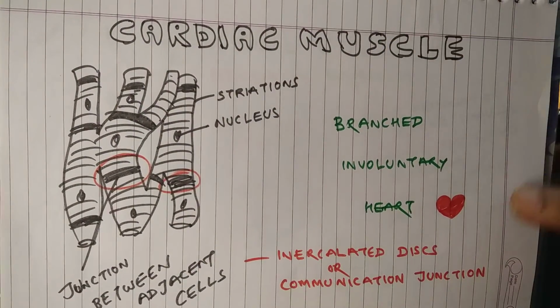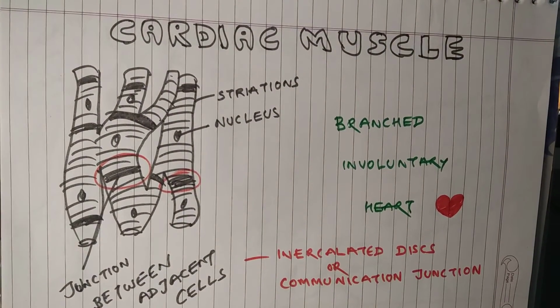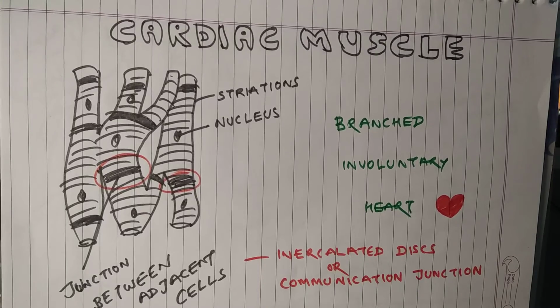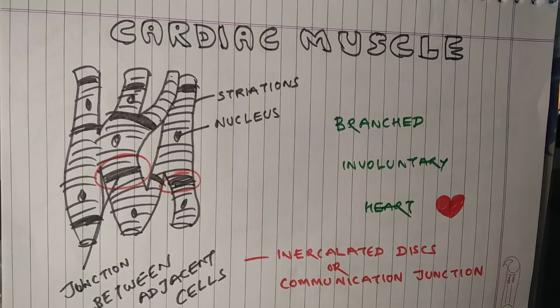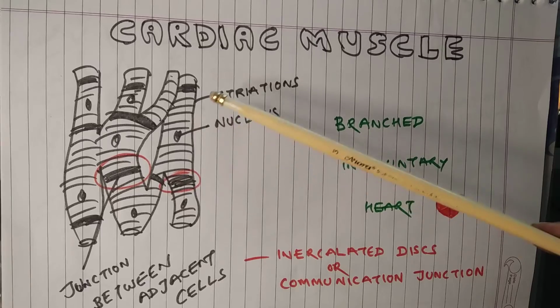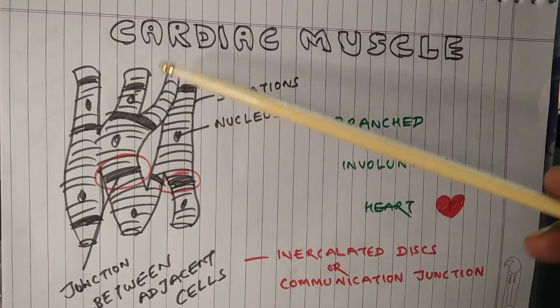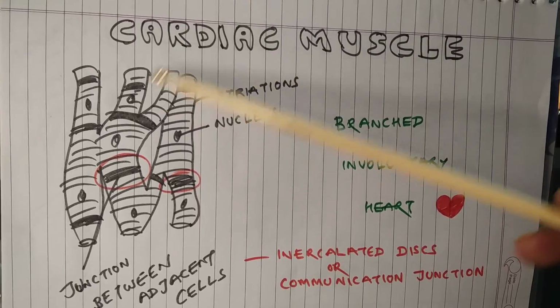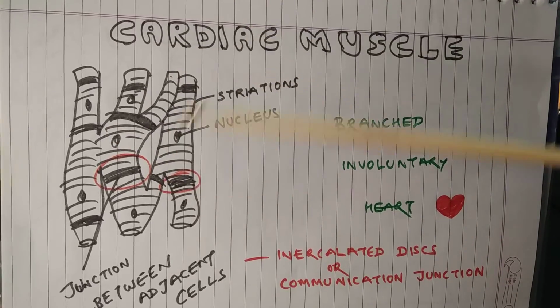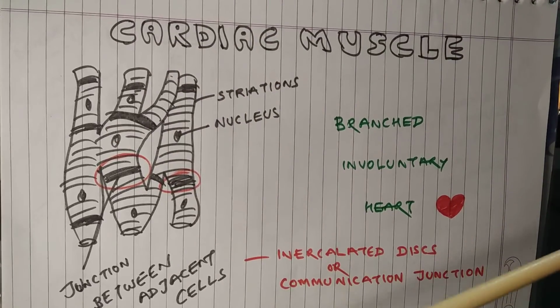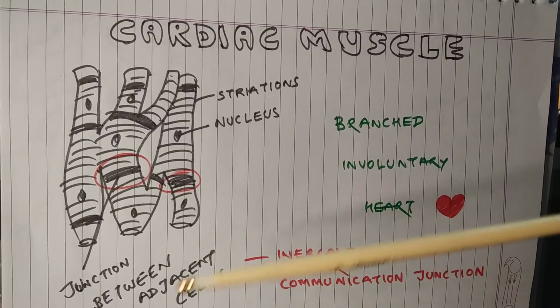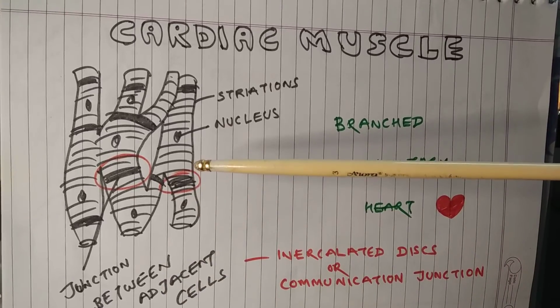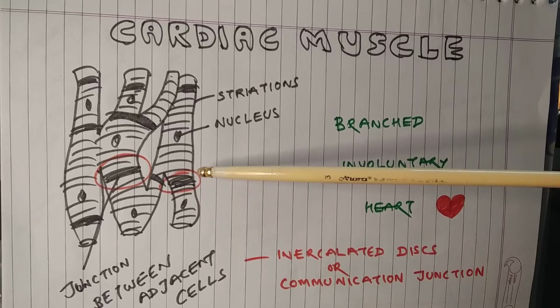Cardiac muscle looks like skeletal muscle because there are striations, but the difference is that cardiac muscle fibers are branched. So there is branching. Striations are here. This is nucleus, this is nucleus. Cardiac muscle is found in heart, it is involuntary, and adjacent cells in the cardiac muscles have junctions between them.